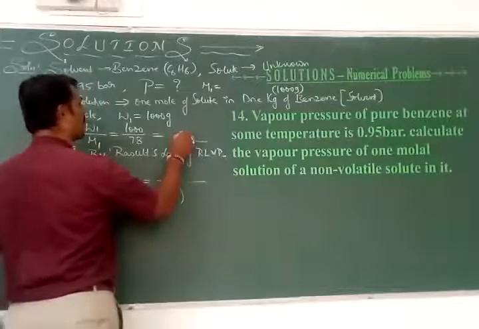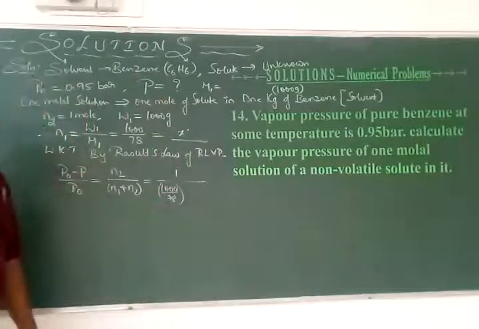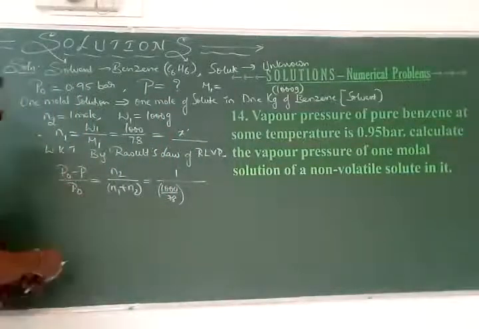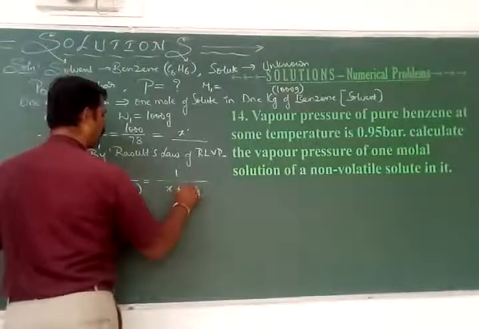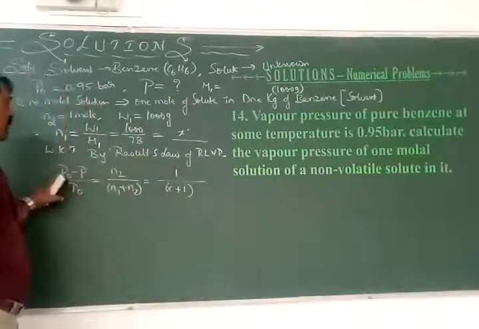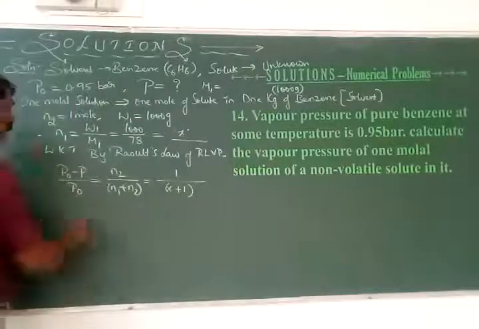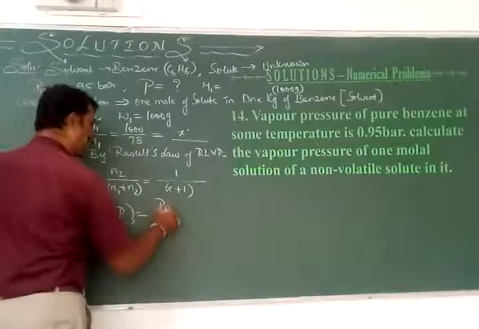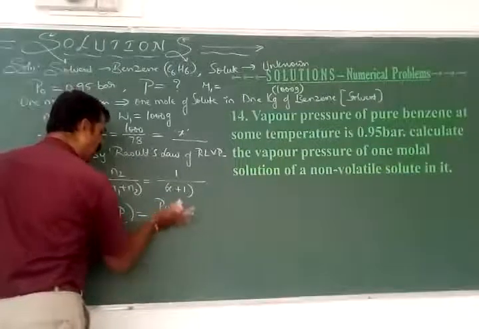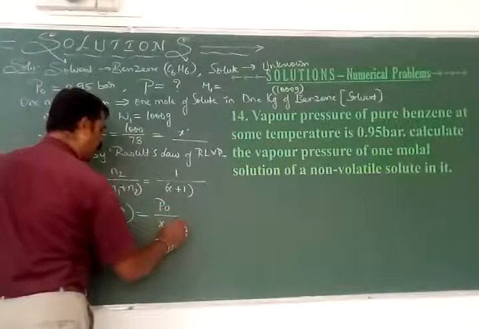So I will make this as X. You have to calculate 1000 by 78 on your own, because I am leaving it for you. So here it is X plus 1. So what is this? It is P0 minus P divided by P0. Therefore, P0 minus P is actually P0 divided by X plus 1.